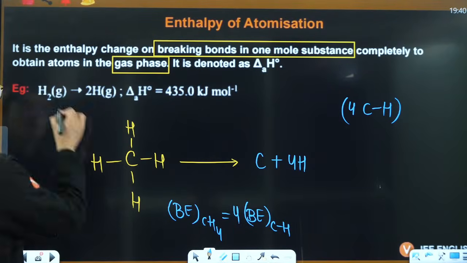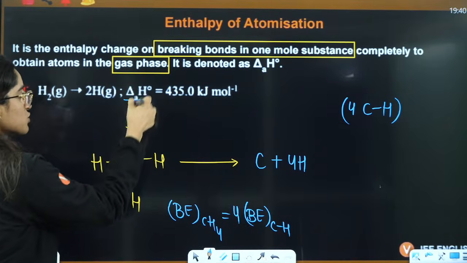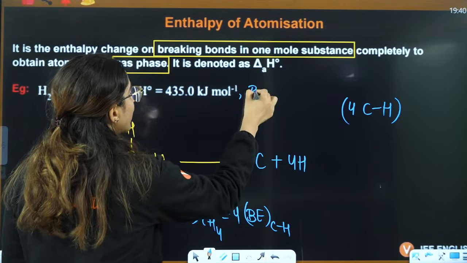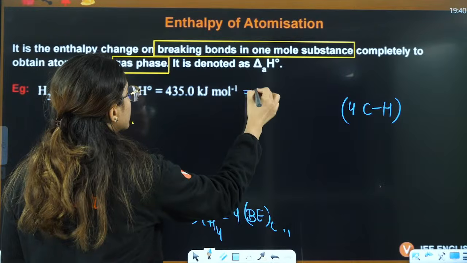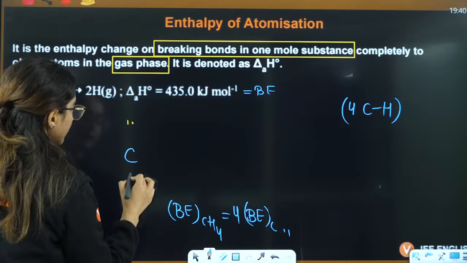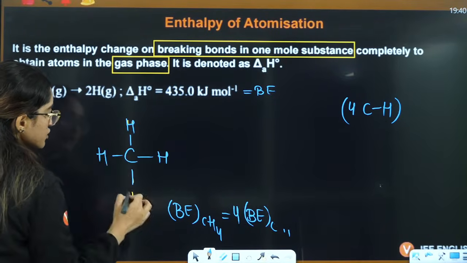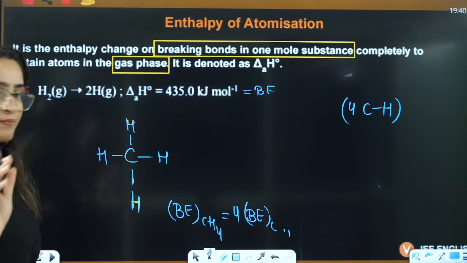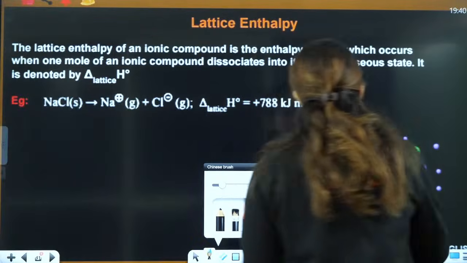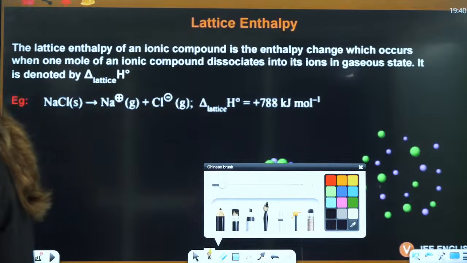But when you talk about H2, to break this particular bond, the energy that you require is also delta H of atomization, and that is also bond energy. So you can write, this is also the bond energy. This is C-H, this is C-H, this is C-H, and this is also C-H. Right, everyone?